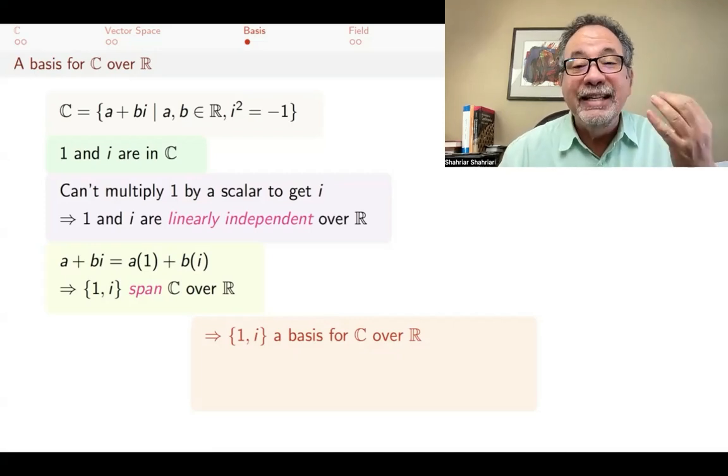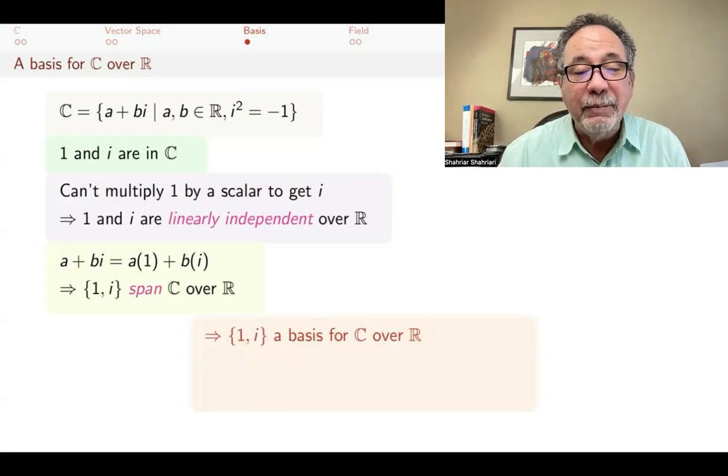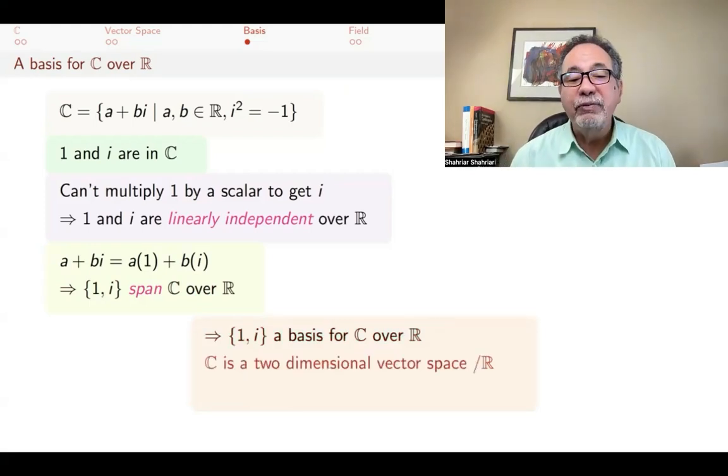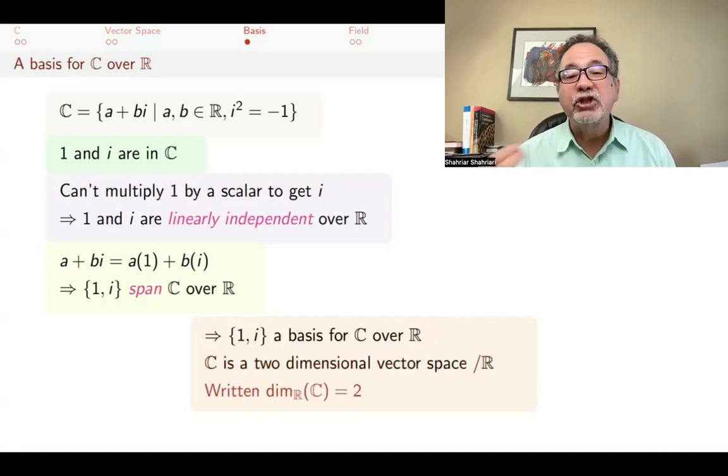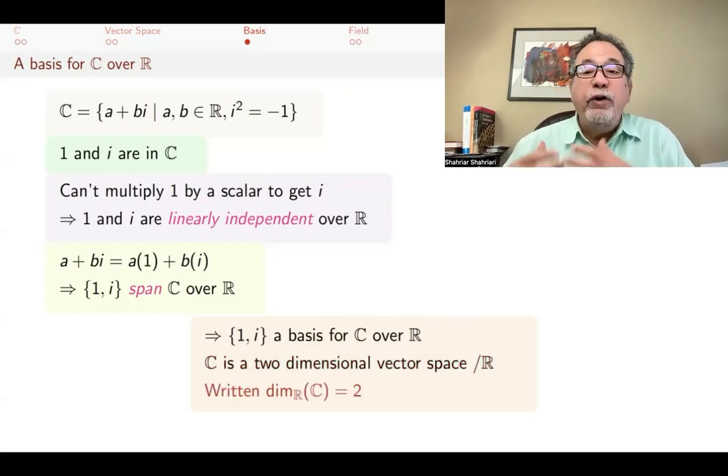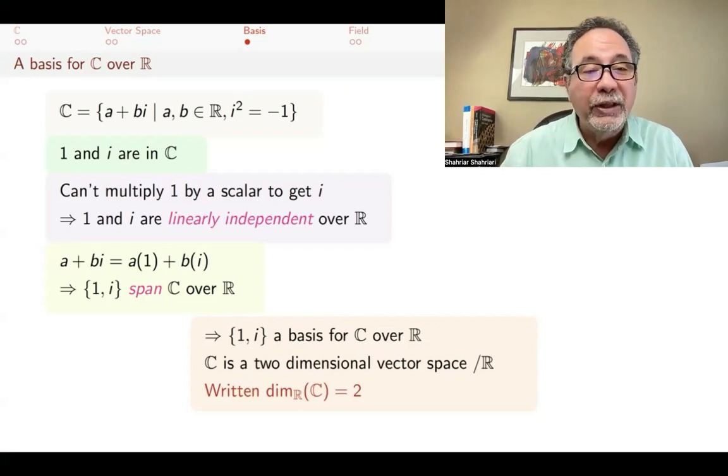When you have a basis, the size of that basis, the number of elements in that basis, is called the dimension. And for that reason, C is a two-dimensional vector space over R, and we write that as dimension of C over R is 2. The "over R" part is always telling us what the scalars are.